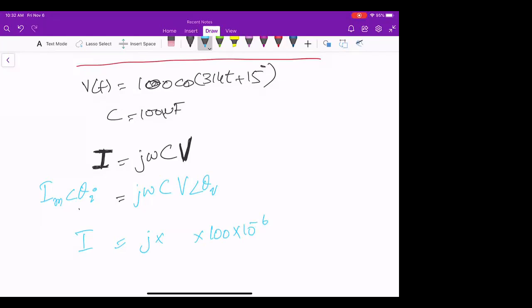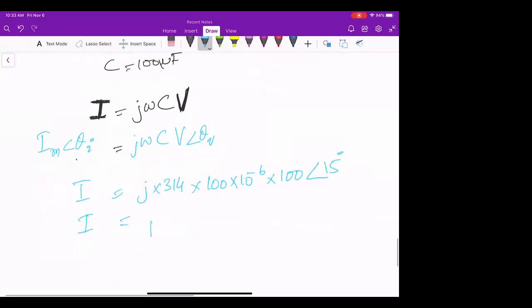314. And omega c v. So my v is 100. And what is my theta v here? What is the angle of voltage? 15 degrees. So my I will be j multiplied by this, which is 3.14, 15 degrees.